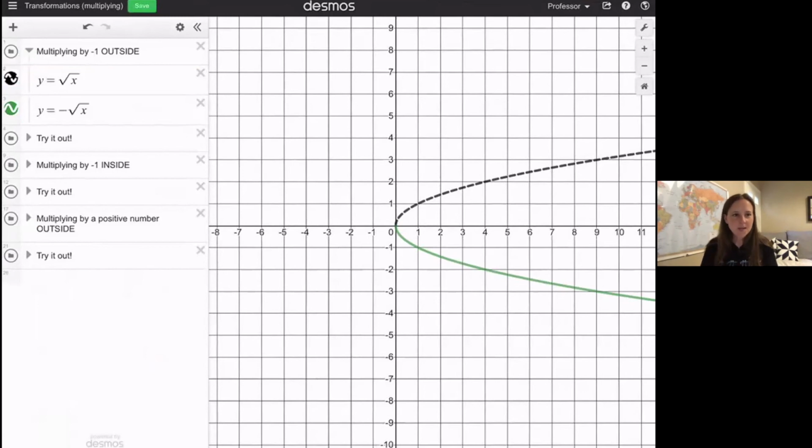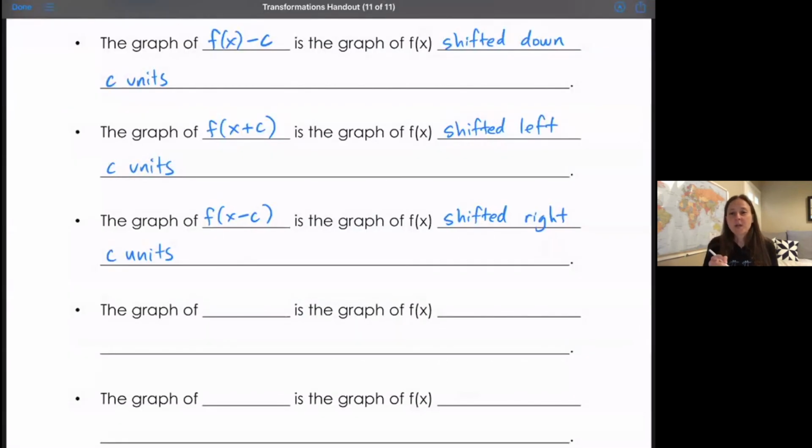You can call it a flip. And it happened in a vertical way. Remember when we were adding or subtracting on the outside, that moved things up and down? So when you multiply on the outside, it's going to have a vertical effect on the graph. This top half of the graph, the only half of the graph, flipped upside down underneath the x-axis. So it's a vertical reflection. We multiplied on the outside of the function by -1, so we're going to say the graph of negative f of x is the graph of f of x reflected vertically, or vertically reflected.